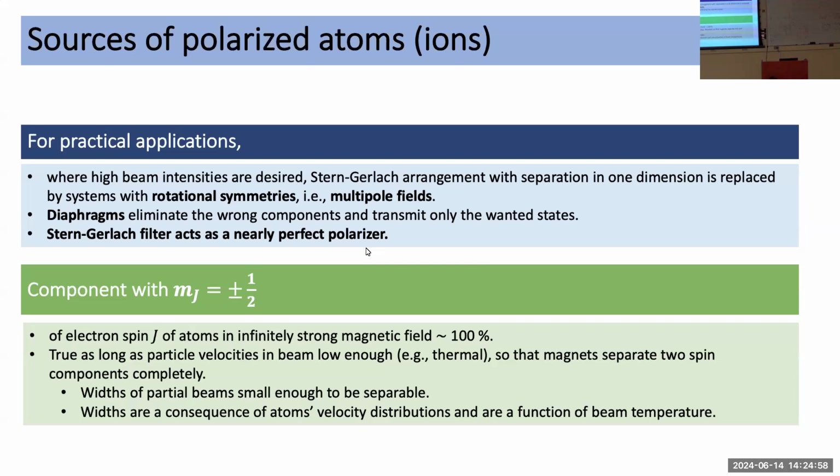So that means after a Stern-Gerlach polarizer, you basically have in a strong magnetic field close to 100% electron spin. And of course, this has limits as long as the particle velocities are low. So thermal, you need to have a magnet system that does that efficiently. And the width of the beams has to be small enough to be separable. So there are technical issues. I go through some of this in the following. The width actually is a consequence of the velocity distribution behind the oven usually.